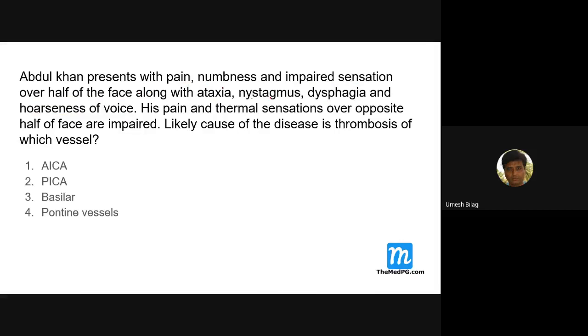So this nystagmus and ataxia could be cerebellar or even vestibular. The vestibular nucleus is also involved, and the cerebellum is also involved in lateral medullary syndrome. So there could be ataxia, and nystagmus from the same cause. Dysphagia and hoarseness of voice are due to the 9th and 10th cranial nerves. So these are all signs, again, of lateral medullary syndrome.